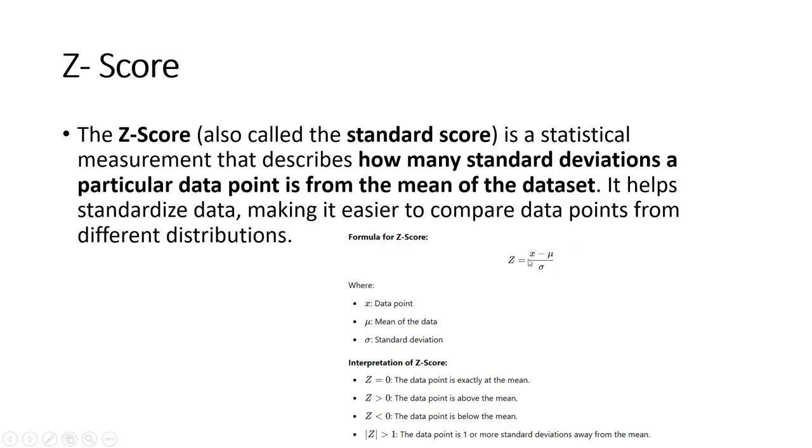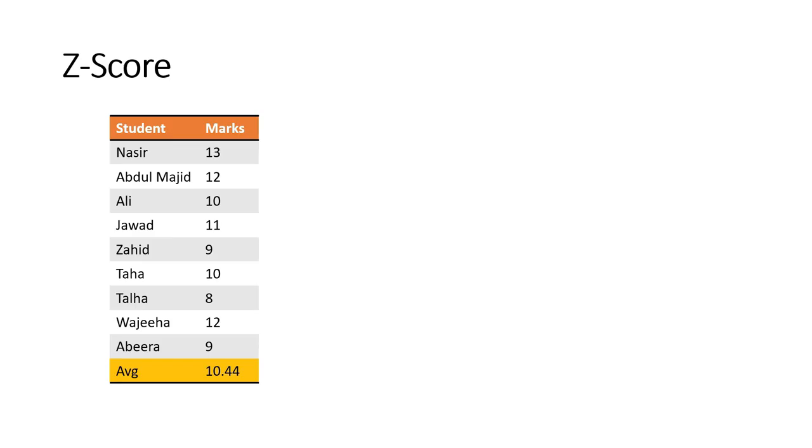So we will calculate it for a data point relative to its mean. For example, this is our student data set, and inside it you can see each student's name and total marks. Nasir gained 13 marks, Abdul Majid got 12 marks, and so on. The overall average, or mean, of this data set is 10.44. If you calculate the standard deviation of this data, it is 1.57.